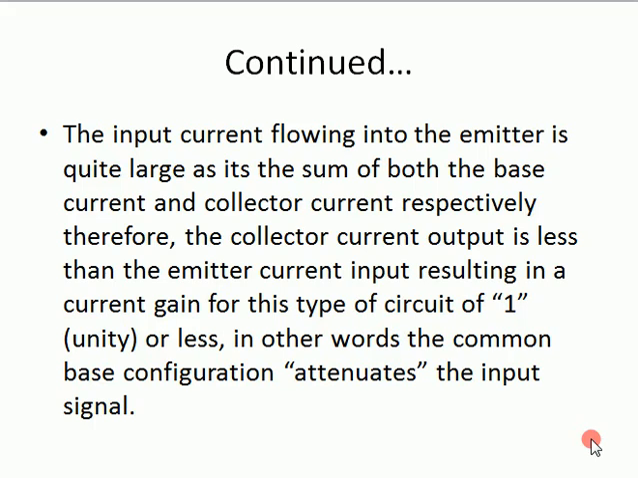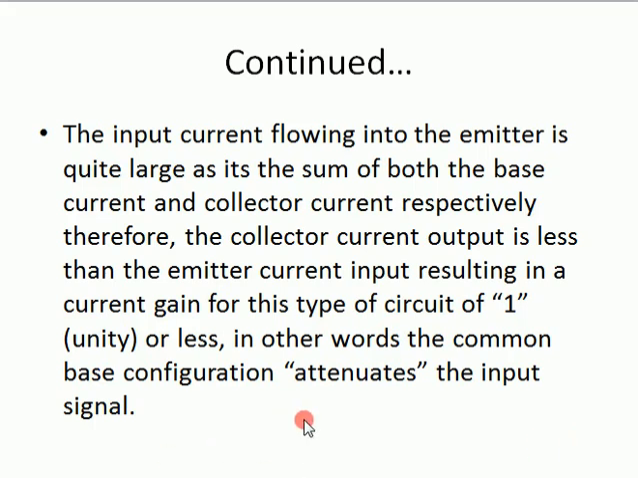Therefore the collector current output is less than the emitter current input, resulting in a current gain for this type of circuit of unity or maybe less than 1. In other words, the common base configuration attenuates the input signal.